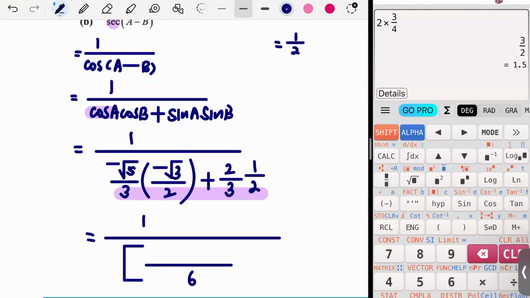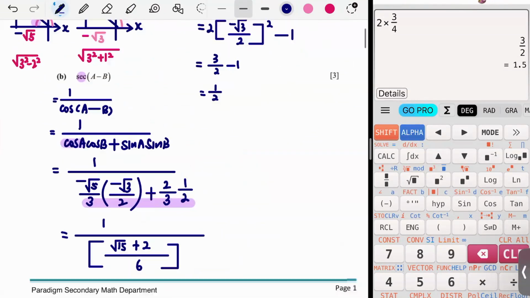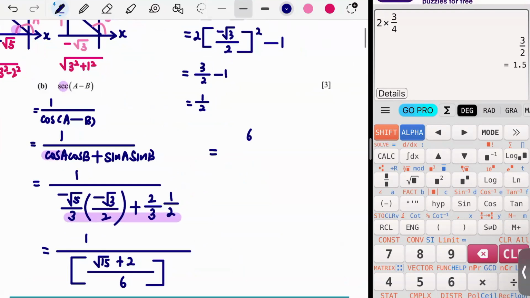Positive, right? Root 5 times root 3, root 15. 2 times 1, 2. So you're just going to flip this around. So when you flip this around, I put here, this will be 6 over root 15 plus 2. Remember, you need to rationalize.